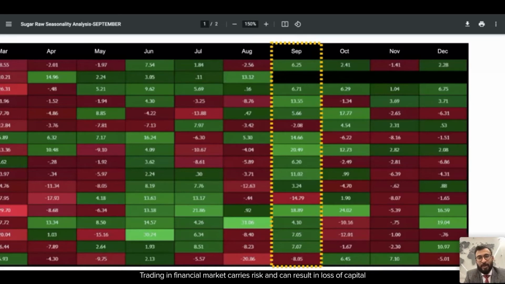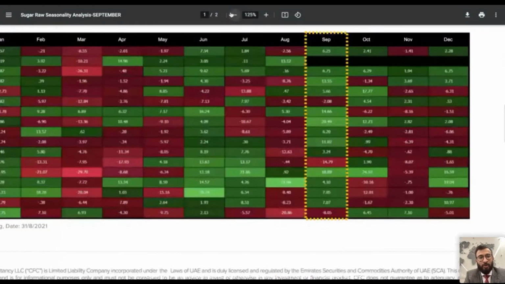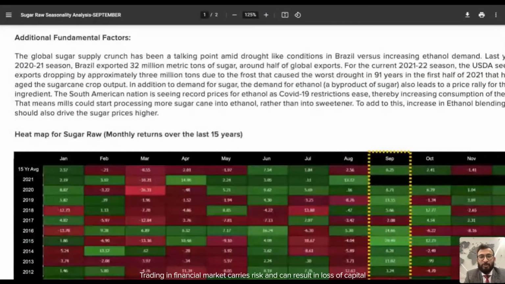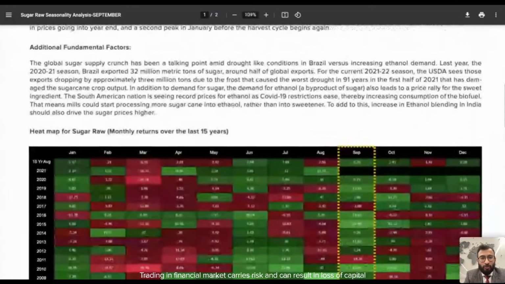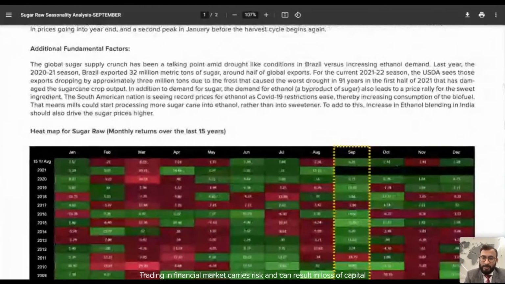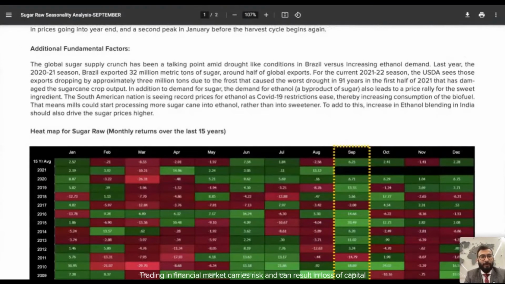This is again something which is bigger than speculation, right? You're not talking about speculation. Now, let me tell you some fundamental factors behind it. So, seasonality strategies are based again on the basis of heat maps and numbers. But let's add some fundamental factors.